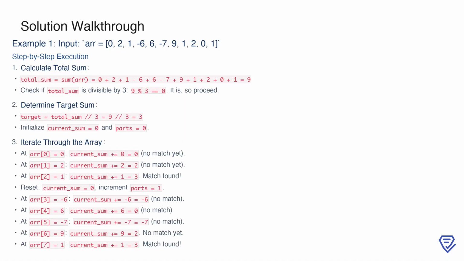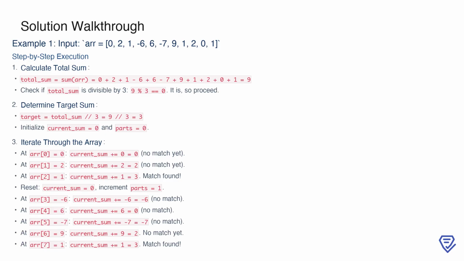To solve this problem, we start by taking the given input array and calculating its total sum. In this case, the array is 0, 2, 1, -6, 6, -7, 9, 1, 2, 0, 1, and the total sum of all its elements is 9. The next step is to check if this total sum is divisible by 3. Since 9 % 3 equals 0, we know it is divisible, which means it's possible to divide the array into 3 parts with equal sums. Now, we determine the target sum for each part by dividing the total sum by 3, giving us target equals 3.